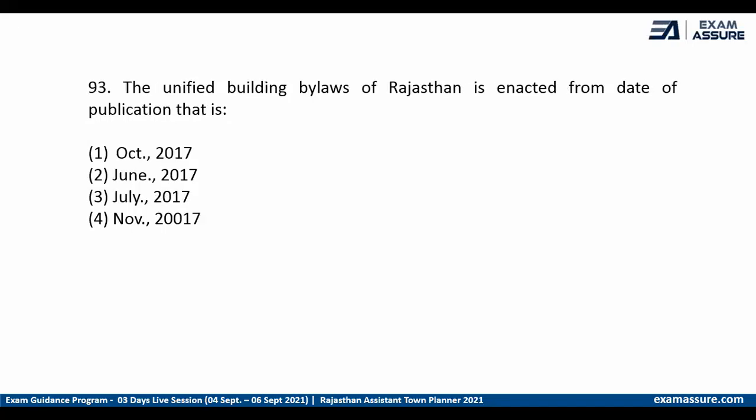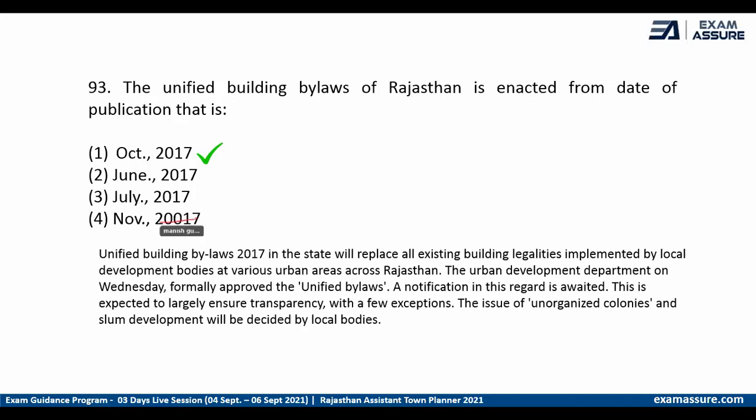The bylaws were enacted from which date of publication? I told you that whenever we are looking at bylaws, we should always pay attention to the year, and sometimes the month too, as in this case. So we should know when it was published. The answer is October 2017. We are always referring to the bylaws of Rajasthan 2017, but just keep in mind it is October 2017.